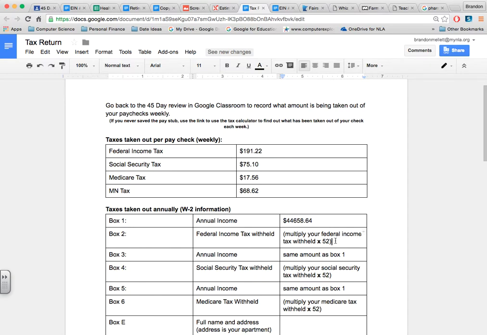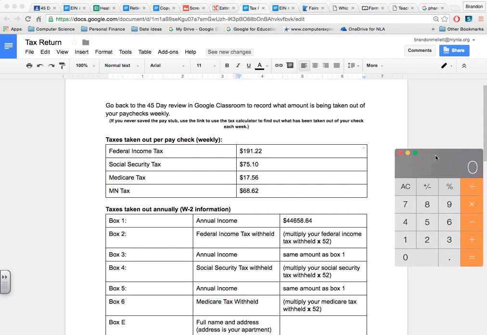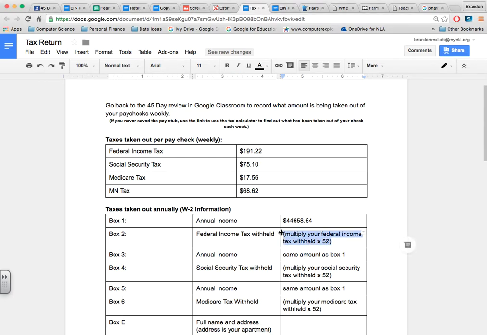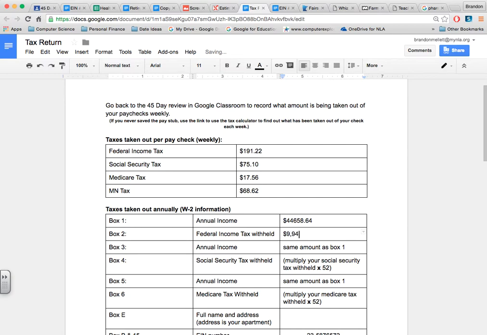All right, so box 2, we need to figure out how much you've been paying in federal income tax throughout the entire year. So we're going to take our $191.22 times 52 weeks, because you get paid every week. And it would be $9,943.44. So we would now change that to this amount here. Box 3, annual income. This would remain the same.